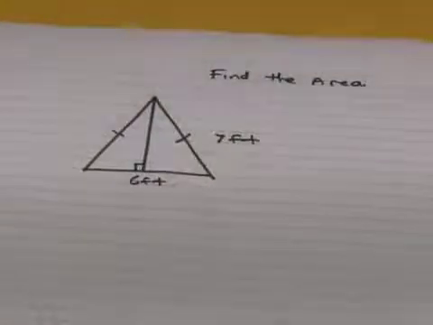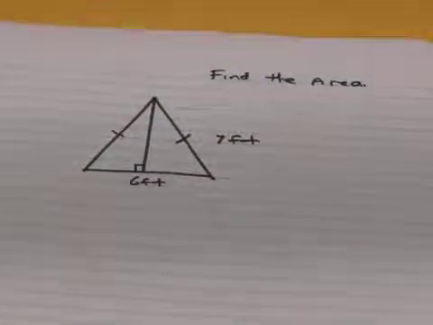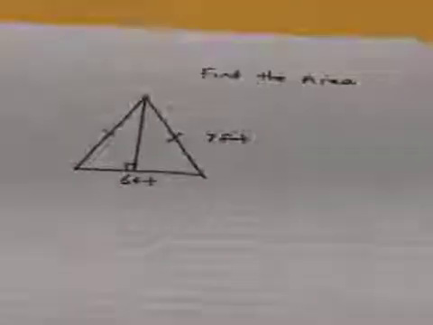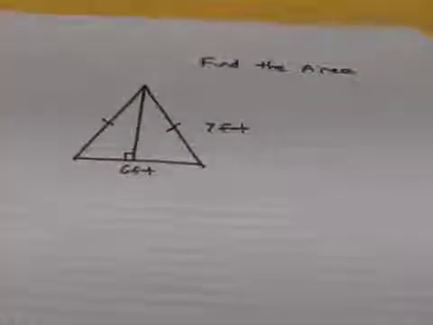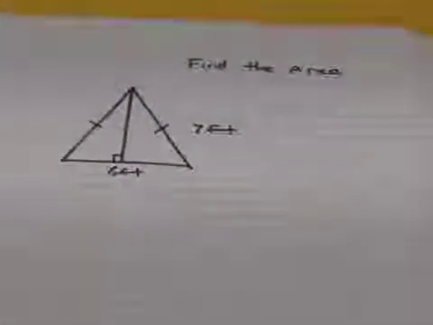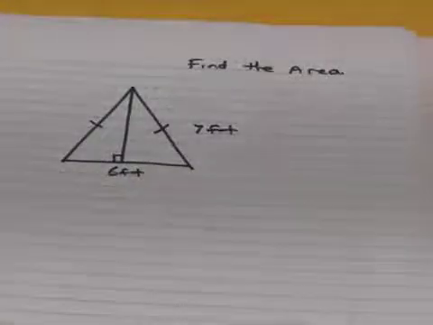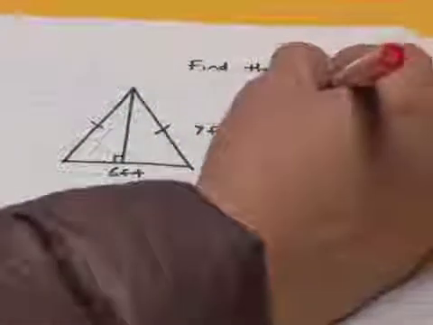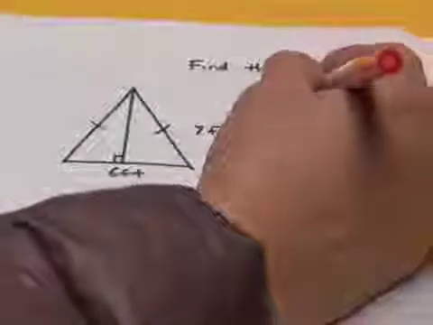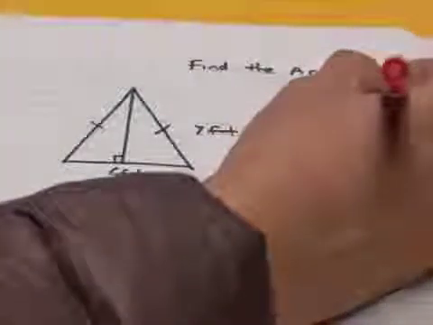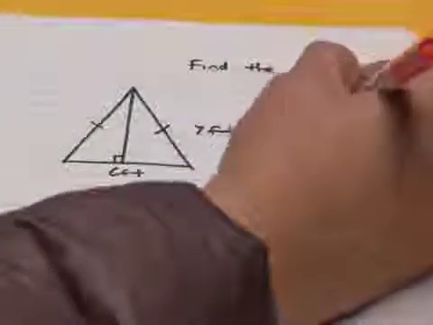Okay, let's try another difficult problem with Pythagoras. This problem doesn't say anything about Pythagoras or finding a missing side. It just says find the area. And this is a triangle. So we have to think, what is the formula for area? Area equals the base times the height divided by 2.